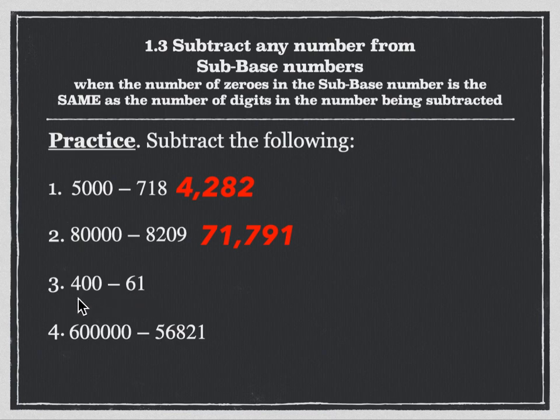So subtract 1 from 400, that's 1 from the 4 here. So we have 3, 3, 9. So 339. And lastly, we have number 4. We have 600,000 minus 56,821. So subtract 1 from 6, that's going to give us 5. And then all from 9 and the last from 10 here. We have 5, 4, 3, 1, 7, and 9 here because that's the last digit. So we have 543,179.